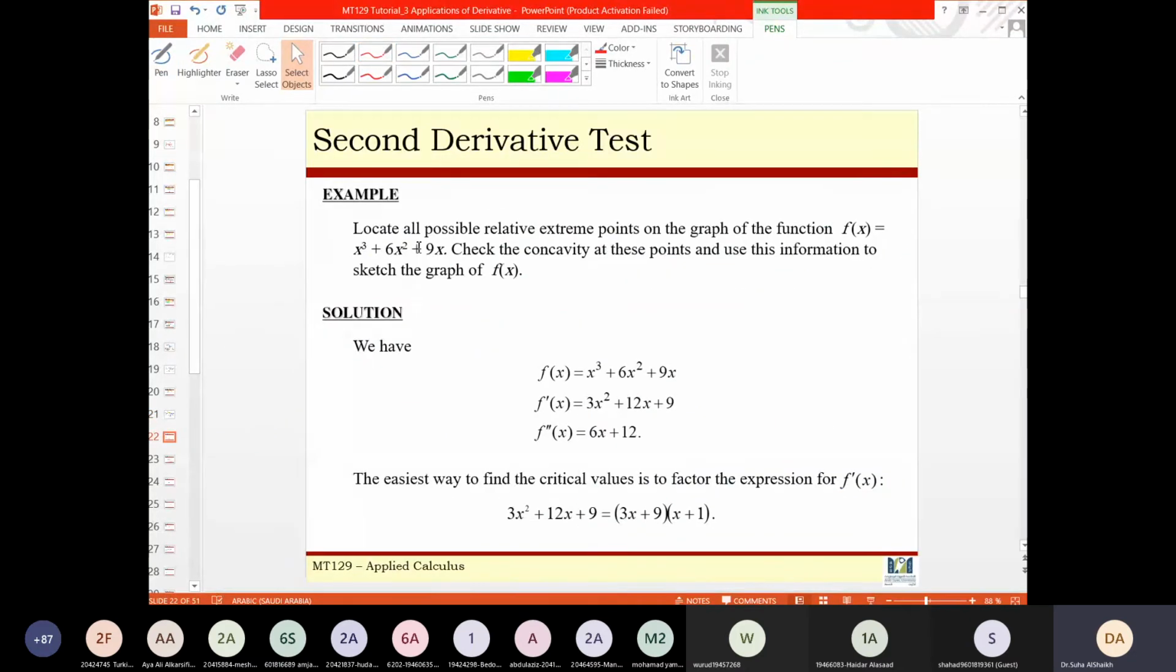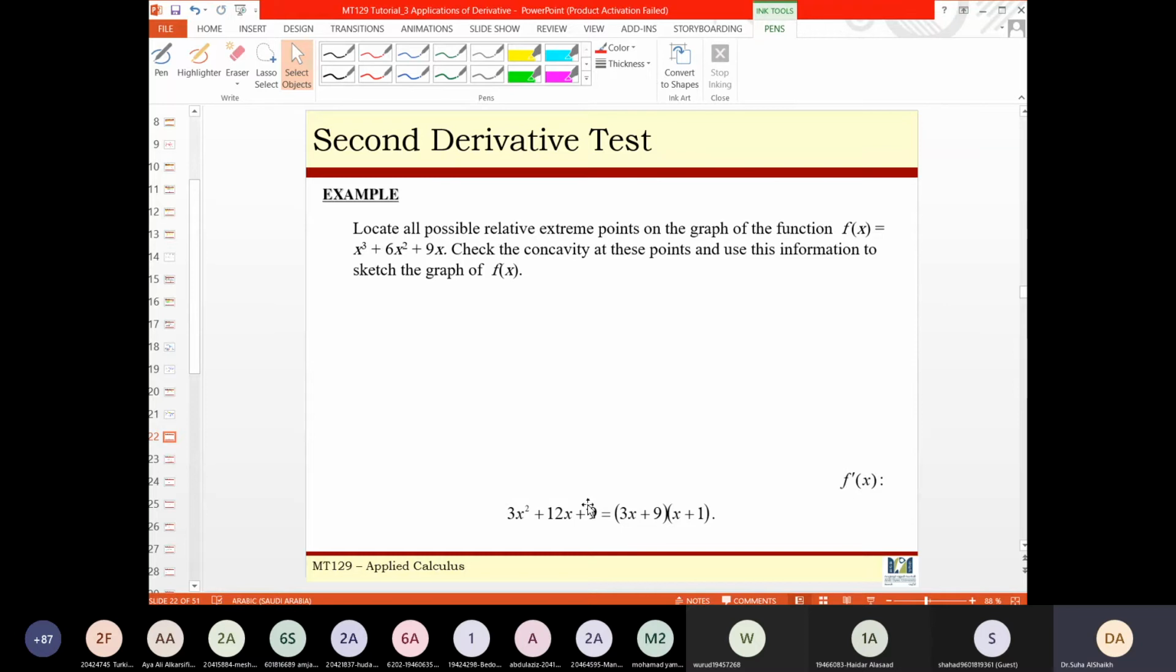So let's see an example here. Locate all possible relative extreme points on the graph of x cubed plus 6x squared plus 9x, and check the concavity at these points, and use this information to sketch or graph the function. I'm gonna delete this and let's do it in here. Let me clear up the things.